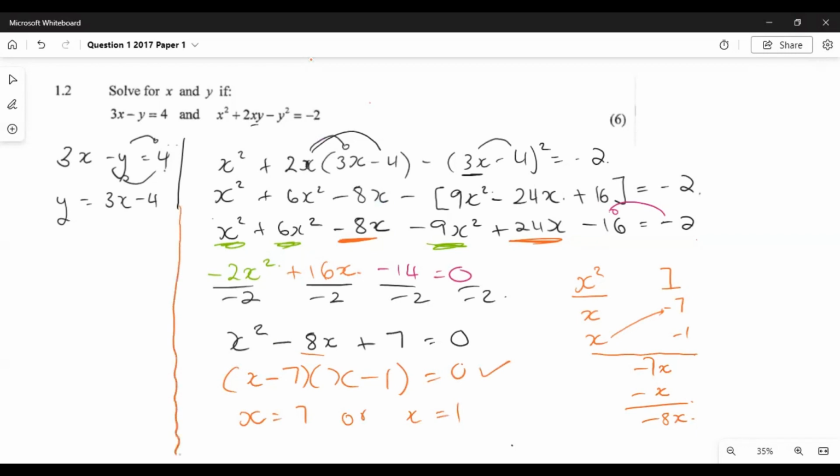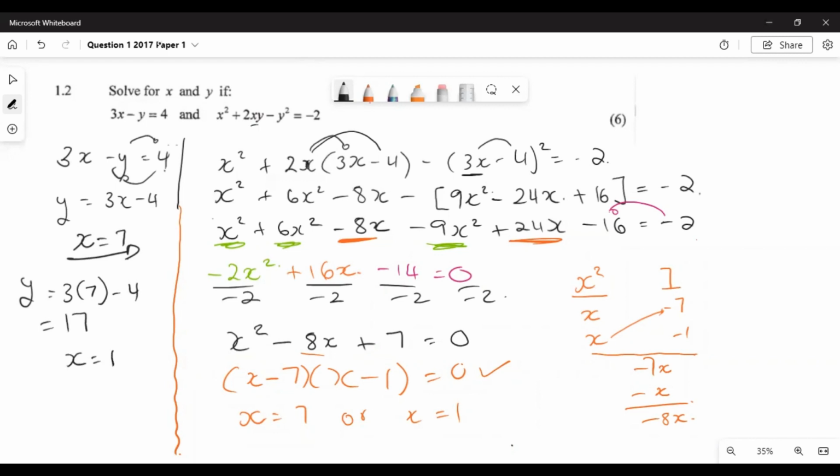Now that I have solved for my x, I can solve for my y by substituting the values of x into my linear equation. So when x is equal to 7, y is equal to 3 times 7 minus 4, that's 17. And when my x is equal to 1, I'll get y is equal to 3 multiplied by 1 minus 4, giving me a negative 1. So I solve for both my x and my y values.